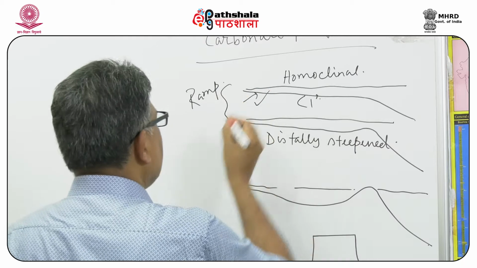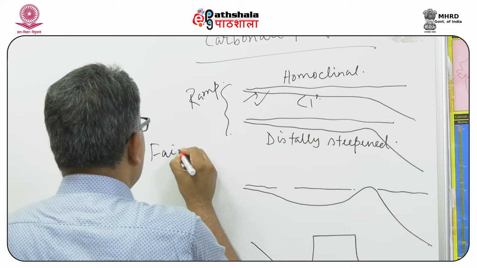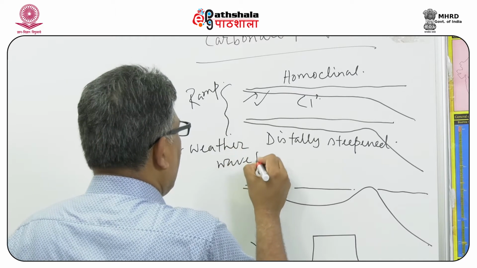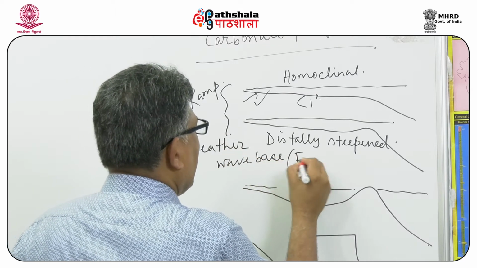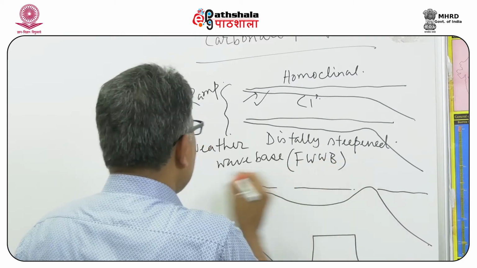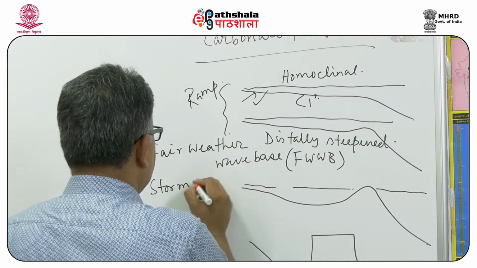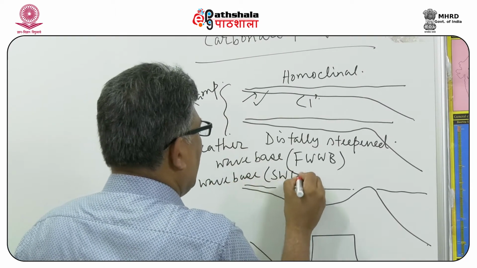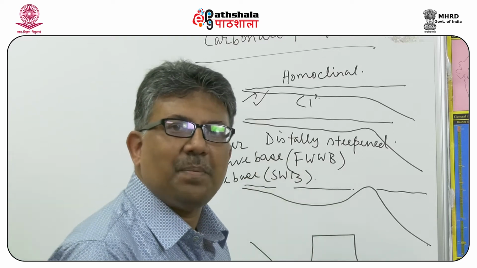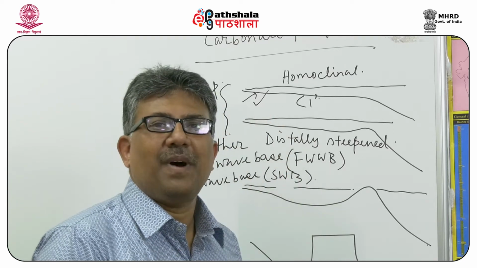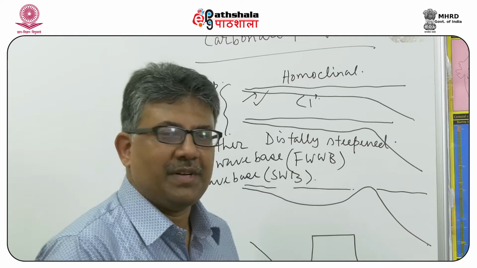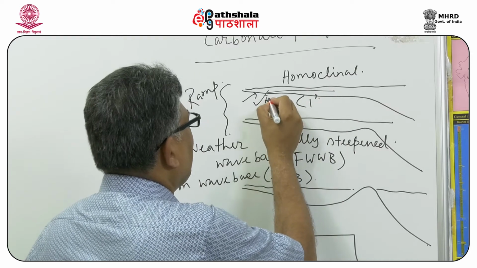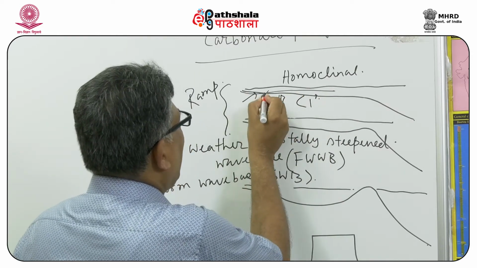surfaces. One is the fair weather wave base, what we refer to as FWWB, and the storm wave base, we refer to as SWB. Based on these two surfaces, the ramps are further classified into four different components. We get an inner ramp, which is above the fair weather wave base.